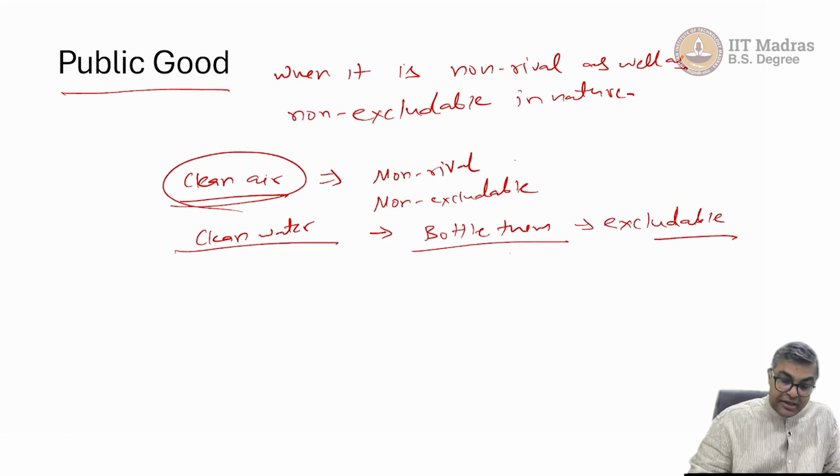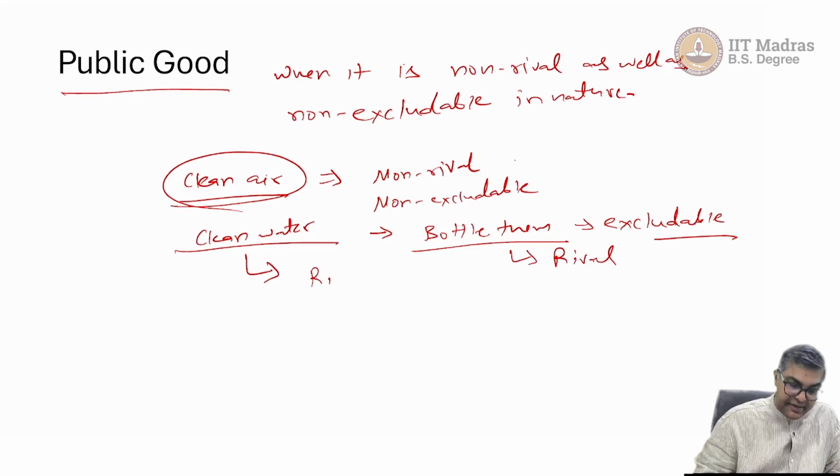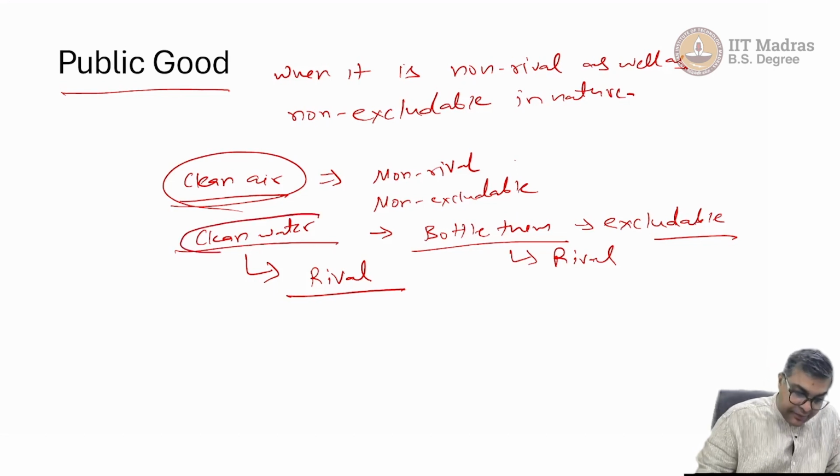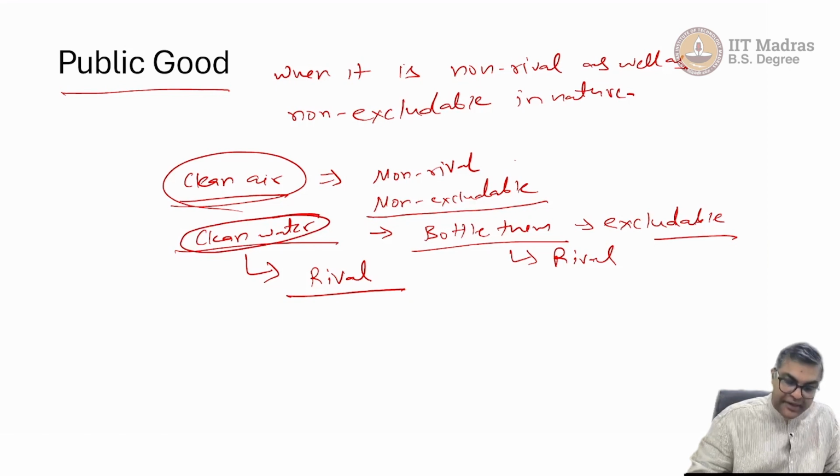As it is in a bottle, it is already rival. Anyway, clean water is rival. If one is drinking it, another cannot drink the same water. So it is anyway rival. But at least clean water gives you an example about whether it is excludable or non-excludable. The same thing can happen with clean air.